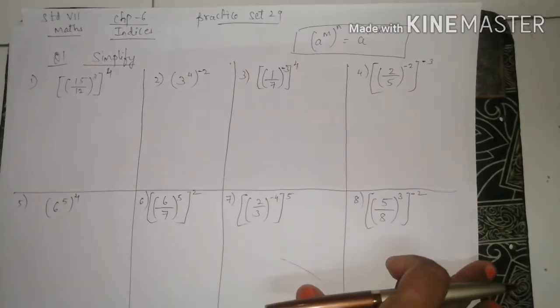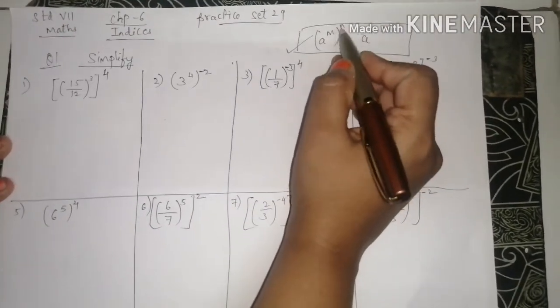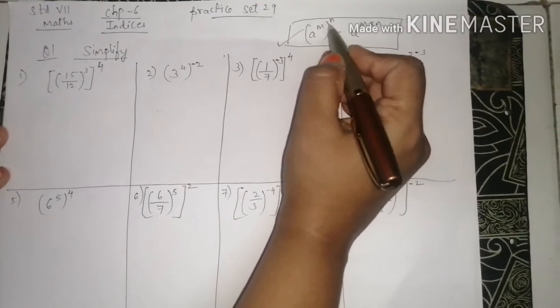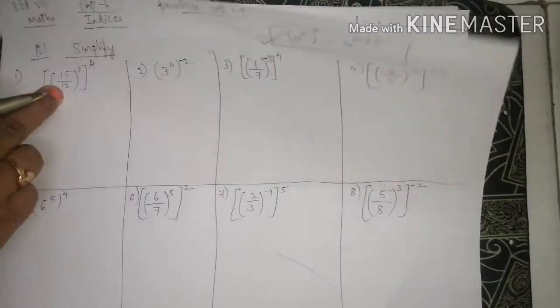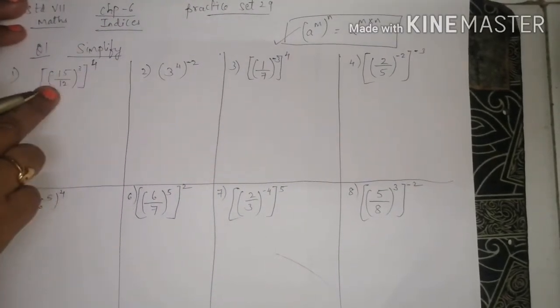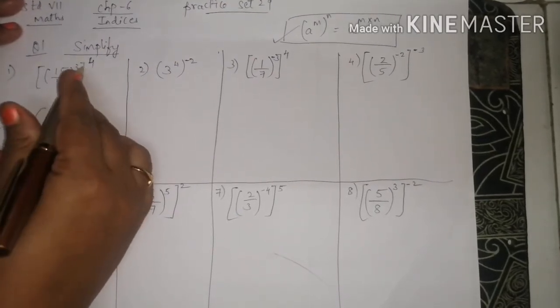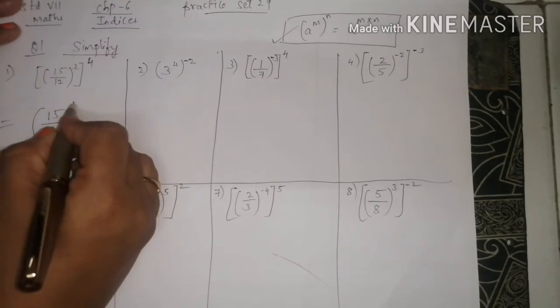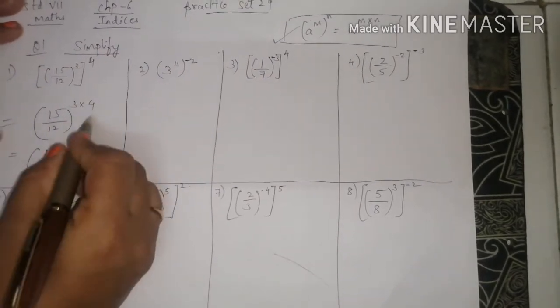Now let's study practice set 29 based on this law. If there is a bracket between the powers, then you have to multiply those powers. Here 15 upon 12 is the base and 3 and 4 are the indices. So you have to write the base 15 upon 12 one time, and multiply the powers, 3 into 4. So 15 upon 12 raised to 3 fours are 12.